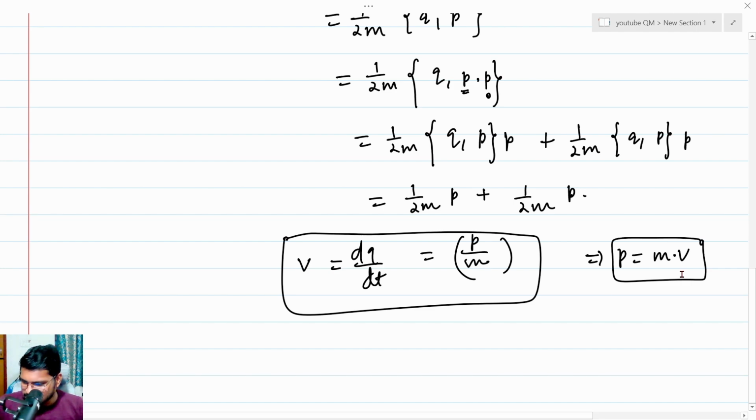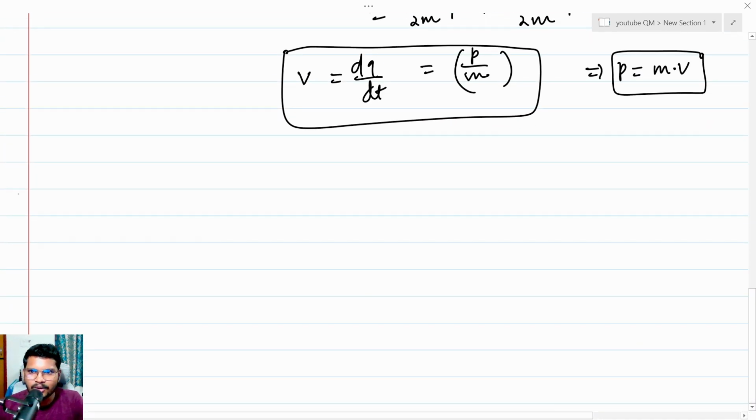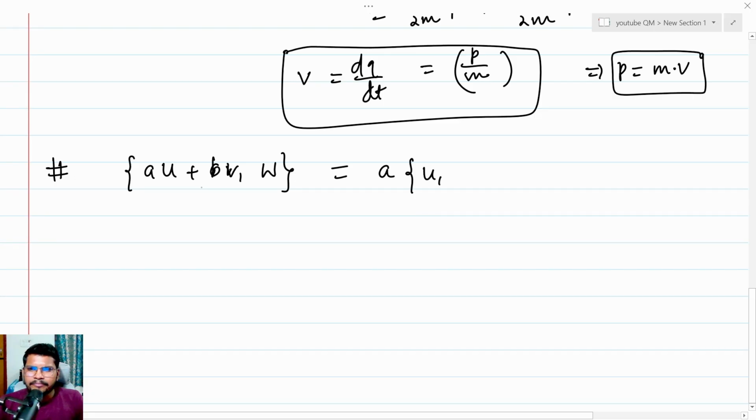Now, similarly, I have a very interesting relationship over here. Let me tell you one important relationship. Let us say I have aU plus bV, and taking the Poisson bracket with W, I can write aU comma W. If I have aU plus bV comma W, then a is just a constant times U comma W, plus b times V comma W, and that's all.